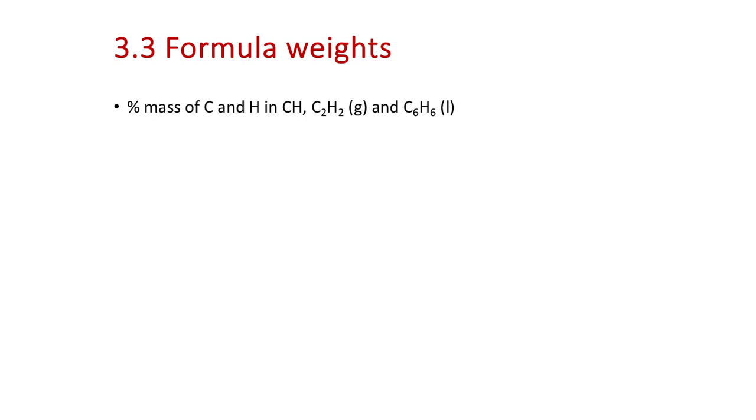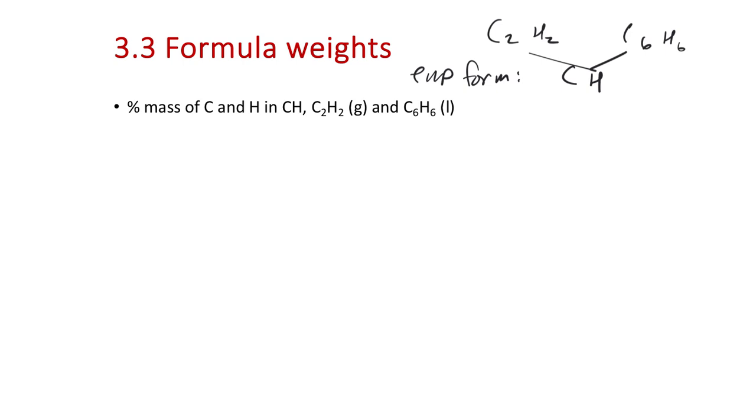So formula weights, we can use to calculate things like mass percentages. If I give you a formula, I can calculate the percent by mass that's carbon or hydrogen in a molecule like C2H2, or maybe a different molecule, C6H6. C2H2 and C6H6 share the empirical formula, the simplest ratio of their elements, CH. So they both have that empirical formula of 1 carbon to 1 hydrogen. And let's see what role that plays in the percent by masses.